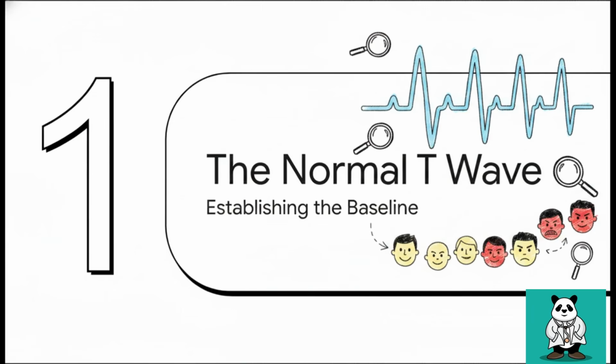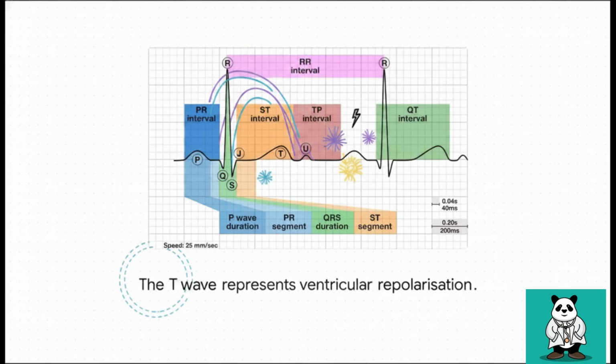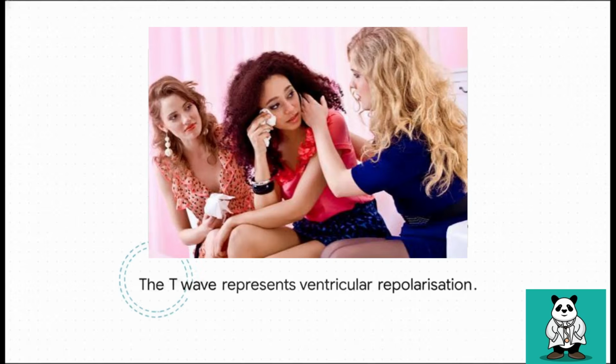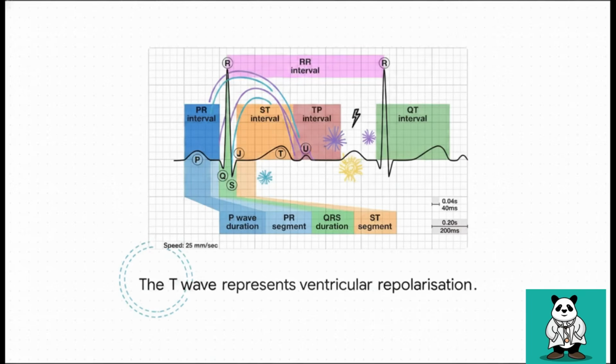Part 1. The normal T wave, establishing the baseline. To start, let's look at the electrical mechanics at play here. The T wave is that positive deflection occurring immediately after the QRS complex. You can kind of think of the T wave as the drama queen of the ECG. It's incredibly sensitive and is very often the very first thing to react when the heart's electrical engine misfires. Physiologically, this wave represents ventricular repolarization, that absolutely crucial moment when the heart's lower chambers are resetting their electrical charge for the next beat. Notice exactly where it sits in relation to the ST segment and the QT interval.